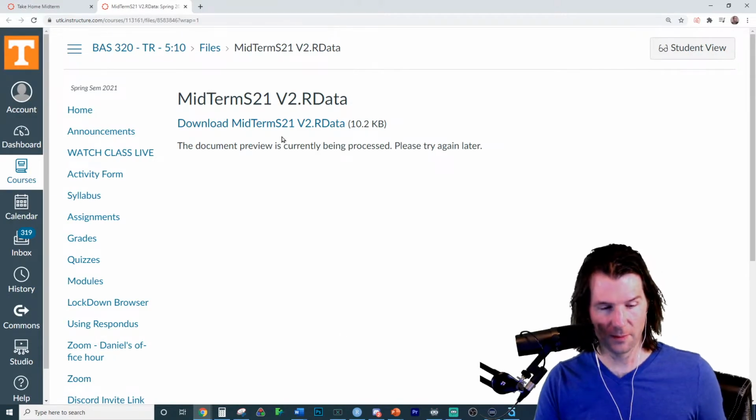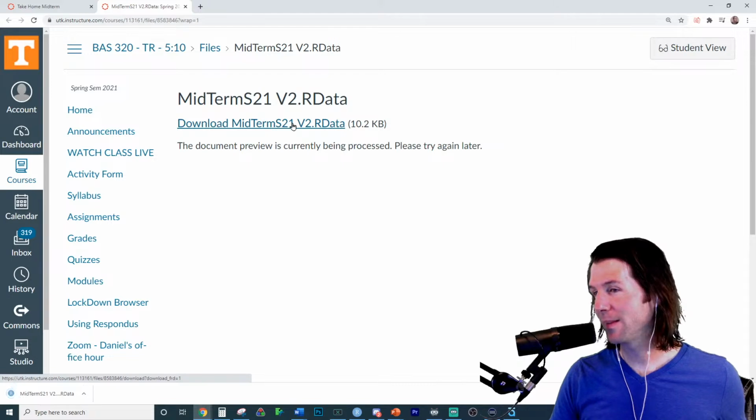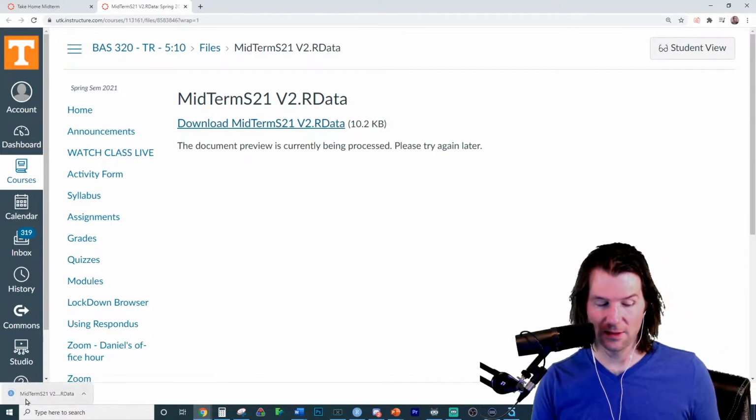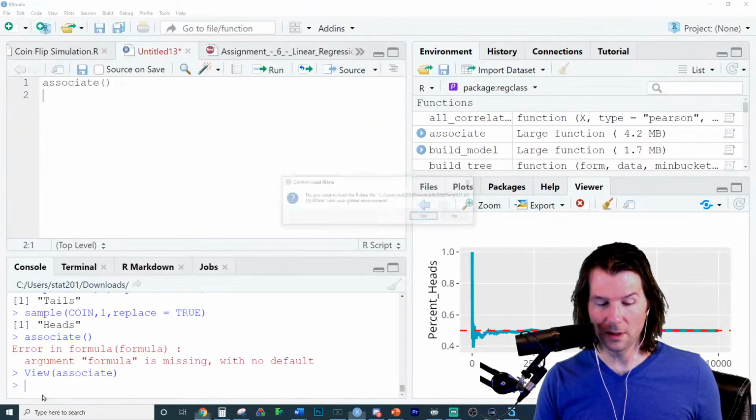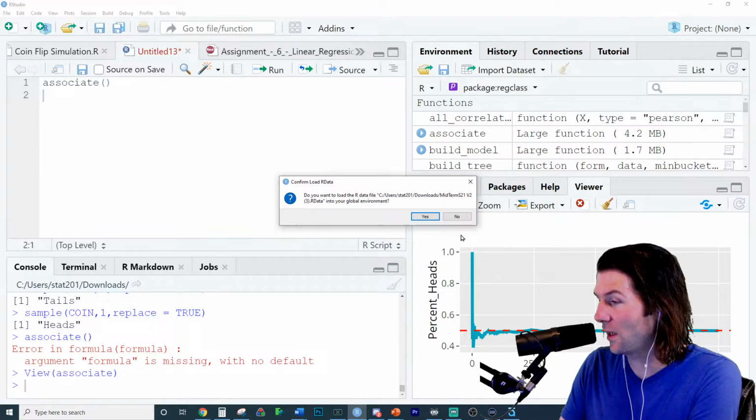Did it download on my other computer? Oh, gotta click it twice. Back in the day, you only had to click it one time on Canvas. Today, you have to click it twice. So when you do this, you need to make sure. Here's the biggest thing. I can't state this enough.